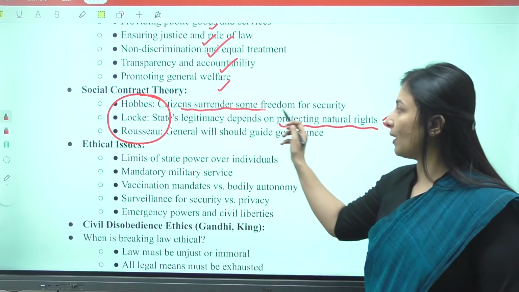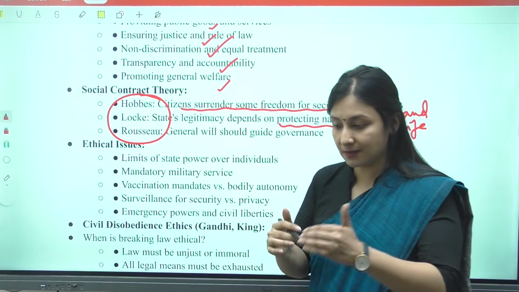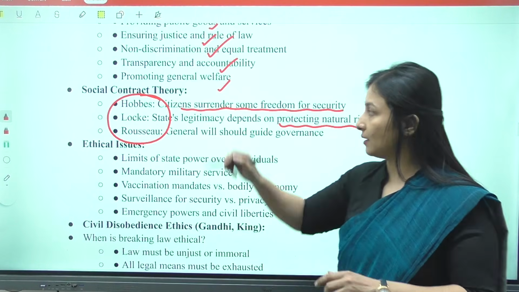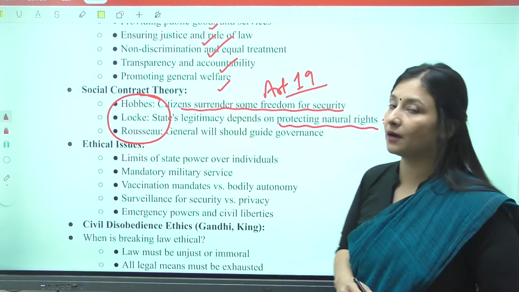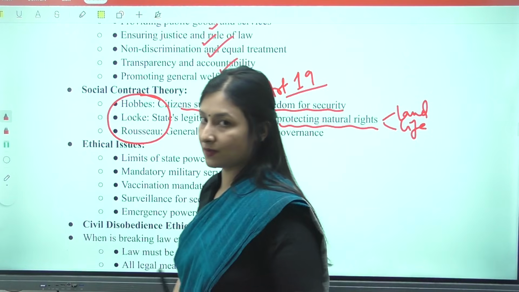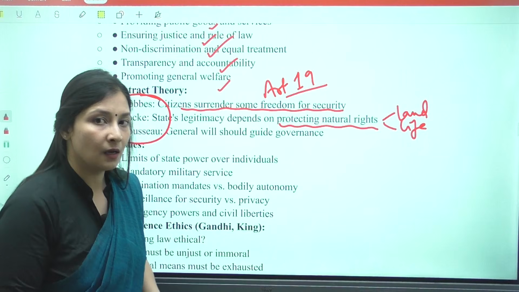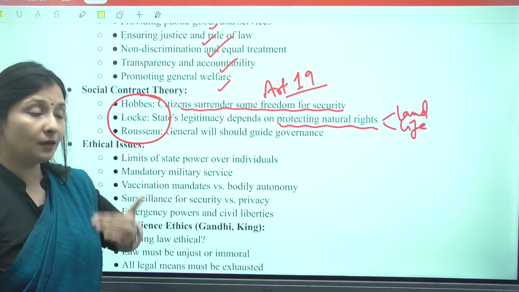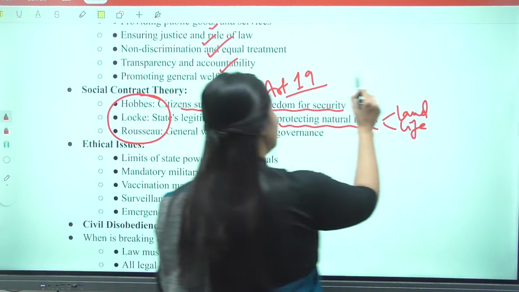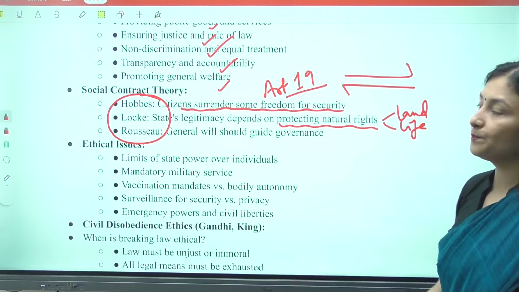Hobbes, he talks about that citizens are surrendering their duty. In the Indian Constitution, we see in the context of Article 19, right to expression, there are certain restrictions, right? We gave away certain rights to the government, but government in turn protects us. It is a two-way scenario over here, right?